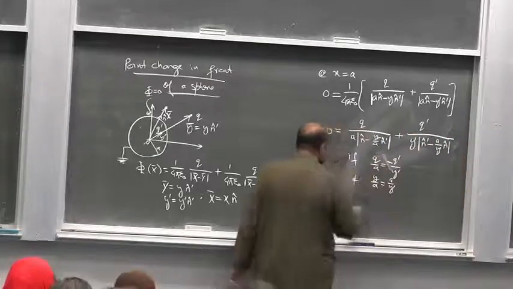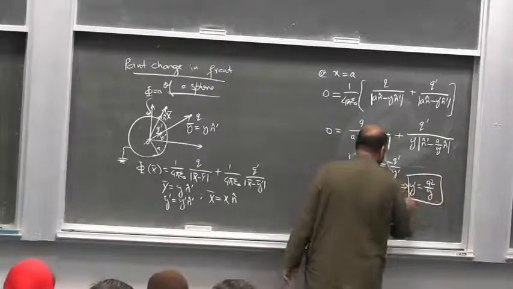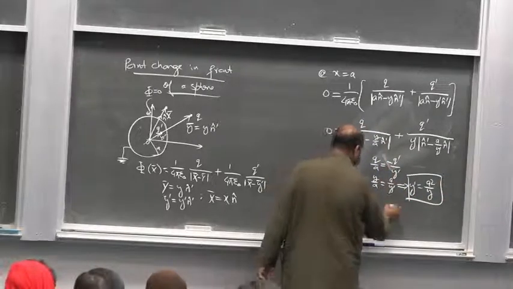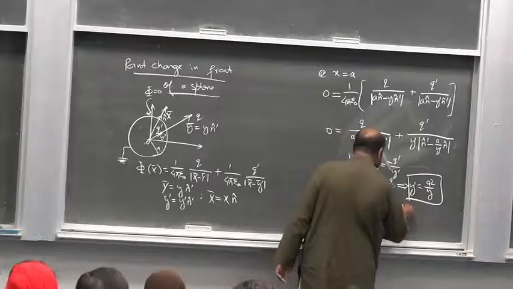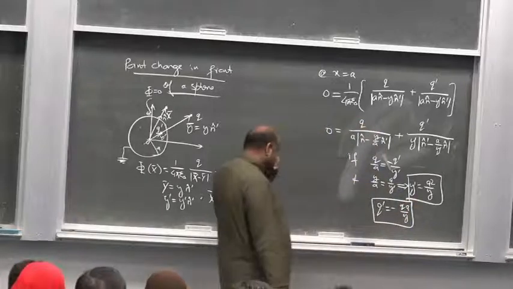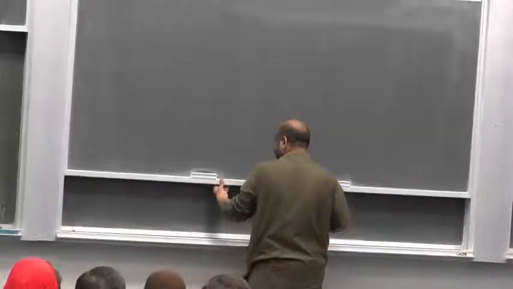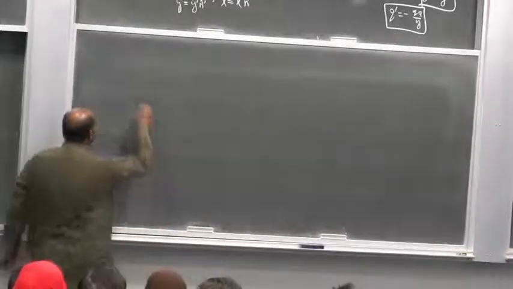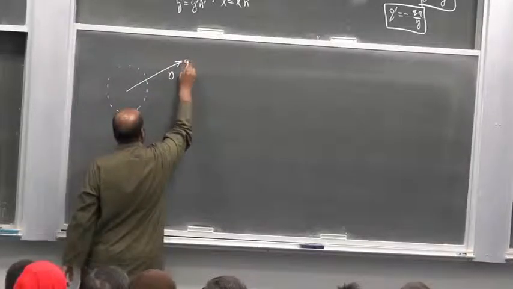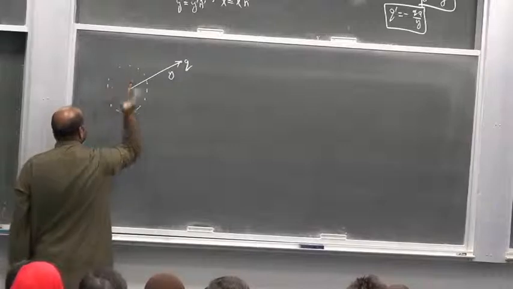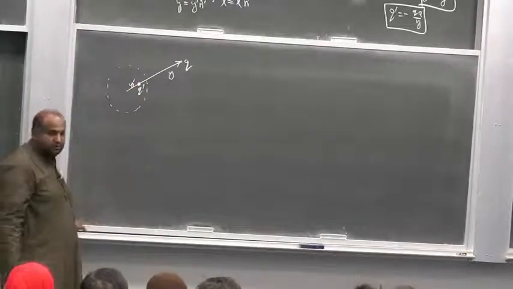So let's solve this equation. This equation gives us y prime is equal to a square over y, and if we substitute this y prime here and solve for q prime, q prime is minus qa over y. So it means that this situation is equivalent to this situation. When you have a charge at a distance y away in front of a conducting grounded sphere, the sphere can be replaced by an image charge q prime at a distance y prime, where q prime is minus qa over y and y prime is a square over y.